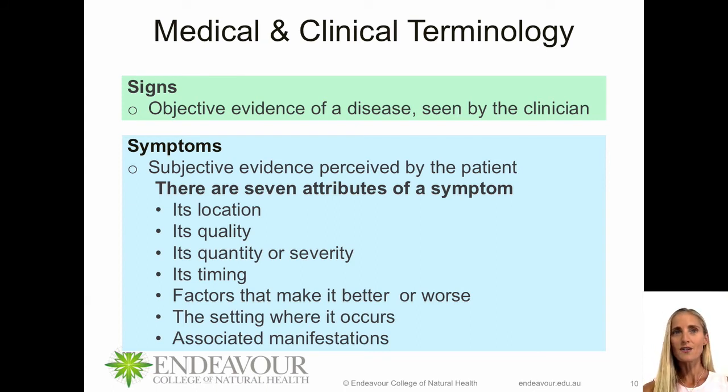Factors that make it better or worse. Someone might say that having a drink of milk helps to relieve their reflux. And another example, a hot pack may relieve musculoskeletal pain. Other things that people often say with reflux are, it's worse when I eat spicy food or when I drink alcohol. It's worse when I lie down, which moves us on to the setting where it occurs.